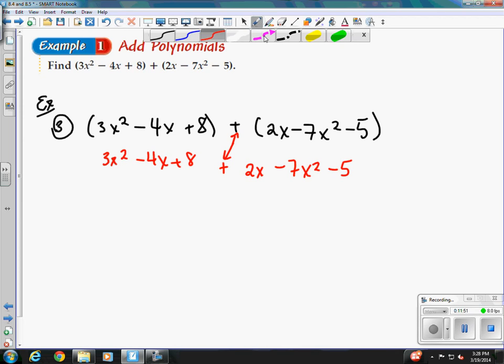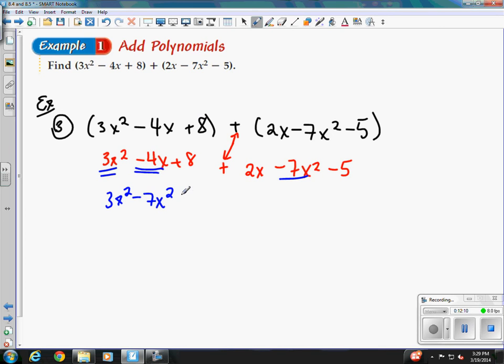So now we check them for like terms. I start out with the 3x squared. And then we say, do I have any other x squareds here in red? I do. I have a minus 7x squared. And then my next term is a negative 4x. I check my red ink for any more x's, and I do. I have a plus 2x. And then lastly, I have a plus 8. It's just a number, and I check for any other numbers, and I have a minus 5.